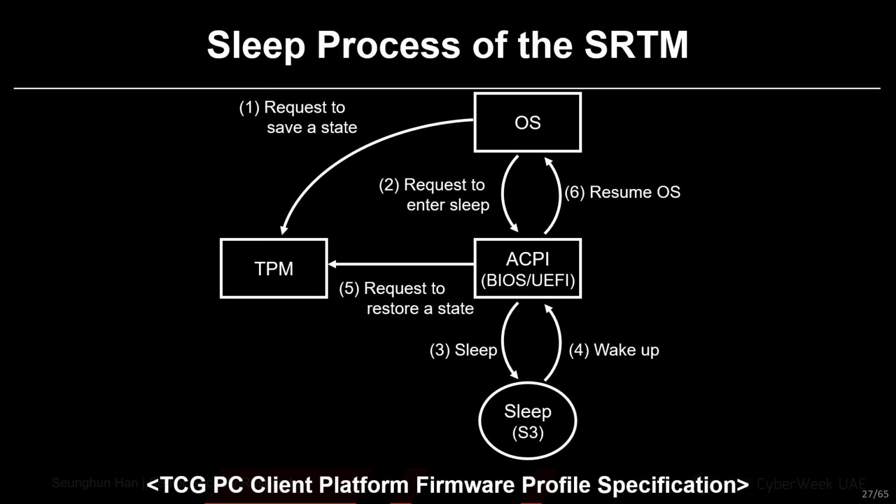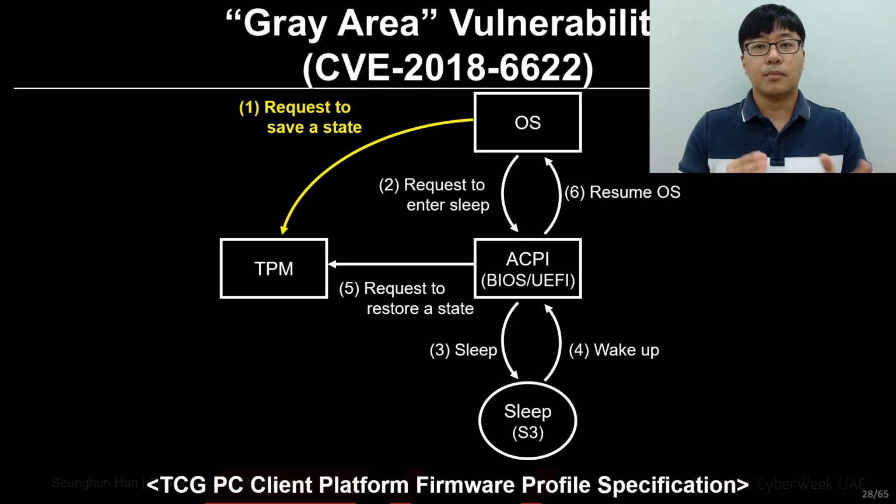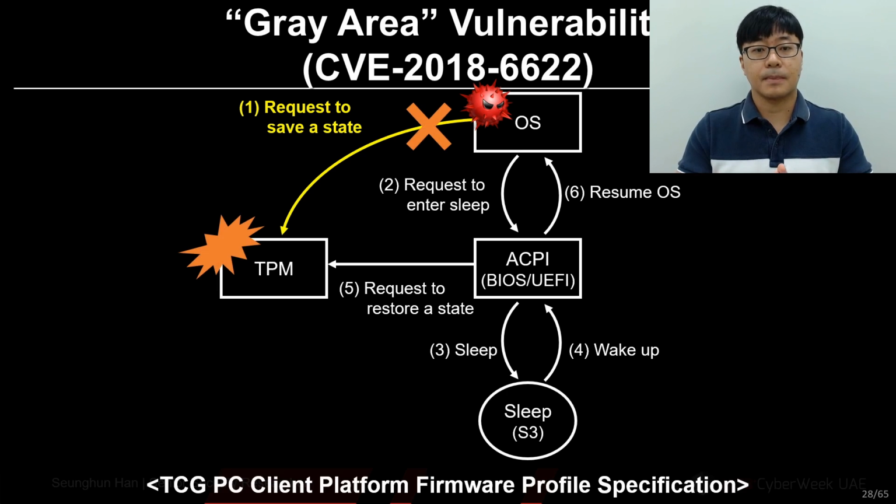This is the sleep process of SRTM. The important point of this process is the interaction of the operating system and the ACPI module. For the ACPI sleep process to work correctly, the operating system and the ACPI module have to collaborate with each other in a predefined order. What if the operating system is compromised and does not notify the TPM of sleep? This is the SRTM vulnerability, and I call it the gray area vulnerability, CVE-2018-6622. If you want to know the reason for the name, please check my previous works.